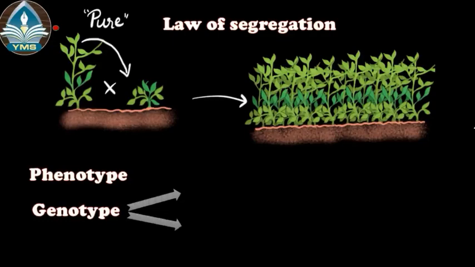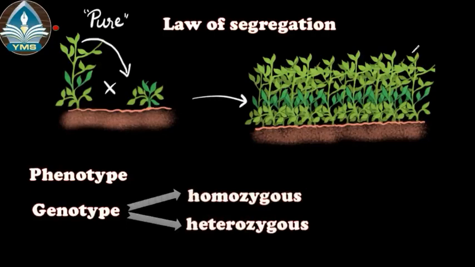Genotype can be present in two types here. We have homozygous and heterozygous. If we have the same alleles, for example capital T, capital T, the phenotype is tall, but the genotype is homozygous because we have the same alleles. If you have a recessive short plant, it is small t, small t, but it is homozygous. It is not dominant, it is recessive. It is short, but its genotype is homozygous. These we call pure.